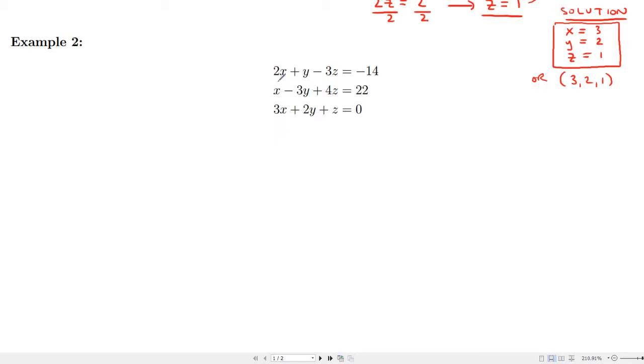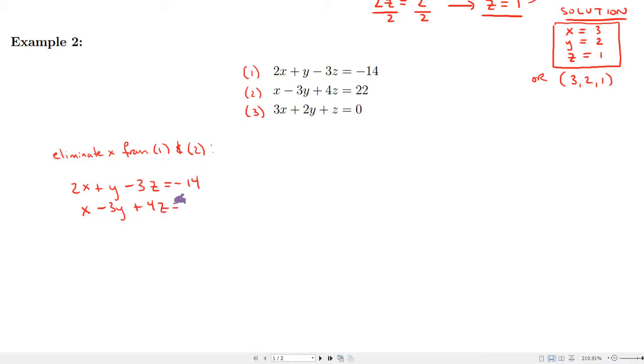Okay, so let's try to eliminate the x variable from 1 and 2 here. So eliminate x from 1 and 2. Okay, so let's do that first. So we have 2x plus y minus 3z is equal to negative 14. And then this second one is x minus 3y plus 4z is 22.